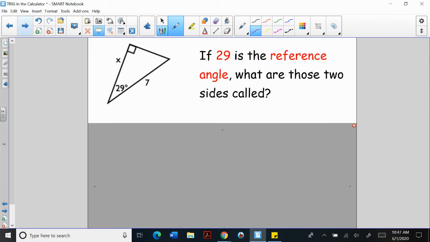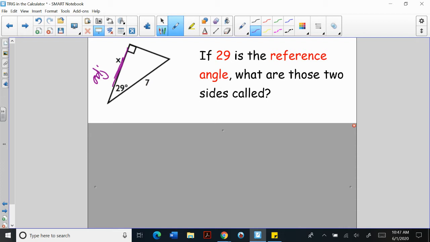All right, so in this picture, if you have a 29-degree reference angle, what are the other two sides called? Let's talk about that X first. What is X called in this picture? Okay, so the X is the leg that is adjacent to that 29-degree angle. So that's going to be called our adjacent side. What is the 7 called?